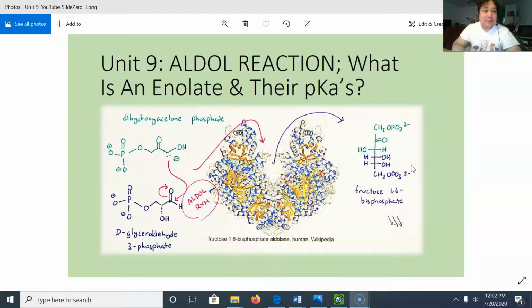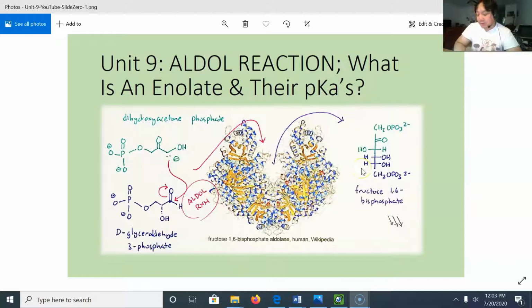Hi everyone. Let's start a new unit, unit number 9. The general topic for unit 9 is enolate chemistry. And the first reaction we're going to look at in this unit is called the Aldol reaction. Before we look at the reaction, we do have to explain what an enolate is, and their pKa's are going to be very important for our understanding.